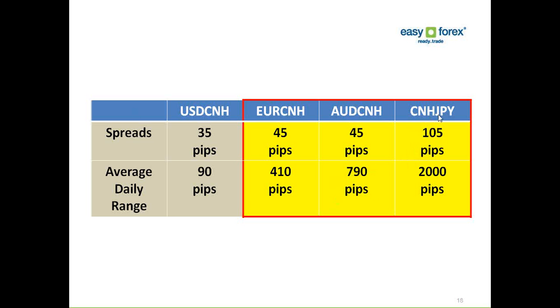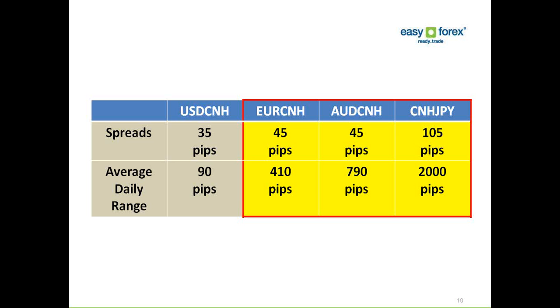Okay, CNH Japanese yen is pretty much the same. The average daily range is roughly 18 to 20 times the spread, which means that the spread itself is very cheap compared to the movement that you're looking at. Okay, the true transaction cost in terms of the percentages is small. All right, so when you're looking at trading these exotic pairs, well, we call them exotics.